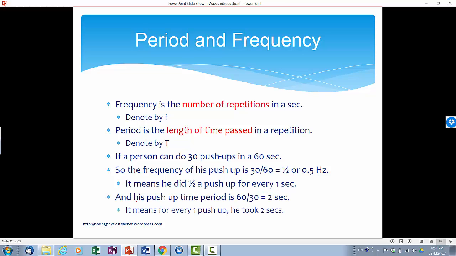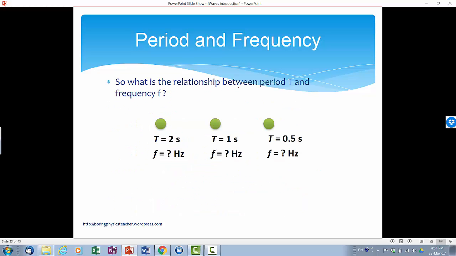And for period, his push-up time period would be 60 divided by 30, which equals 2. It means that for every 1 push-up, he actually took 2 seconds. So notice the difference between frequency and period. So what is the relationship between these two variables, period and frequency?